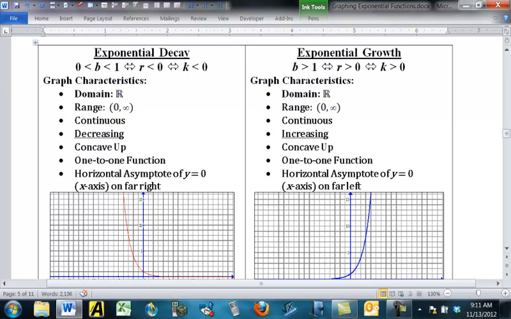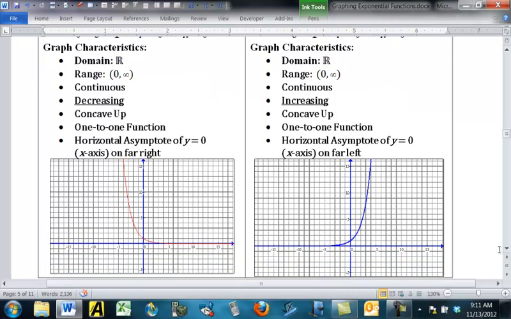That's called exponential growth. On the other hand, we could have exponential decay. That happens when the base is between 0 and 1. That happens at the same time the r is negative and the k is negative. And the characteristics you see on the graph, some of them are the same. The domain is still all real, the range is still 0 to infinity, not including 0. In other words, only the positives. It's still continuous, still one-to-one, and still concave up, but this time it's decreasing. It still has a horizontal asymptote of y equals 0, the x-axis, but this time that happens only on the far right of the graph.